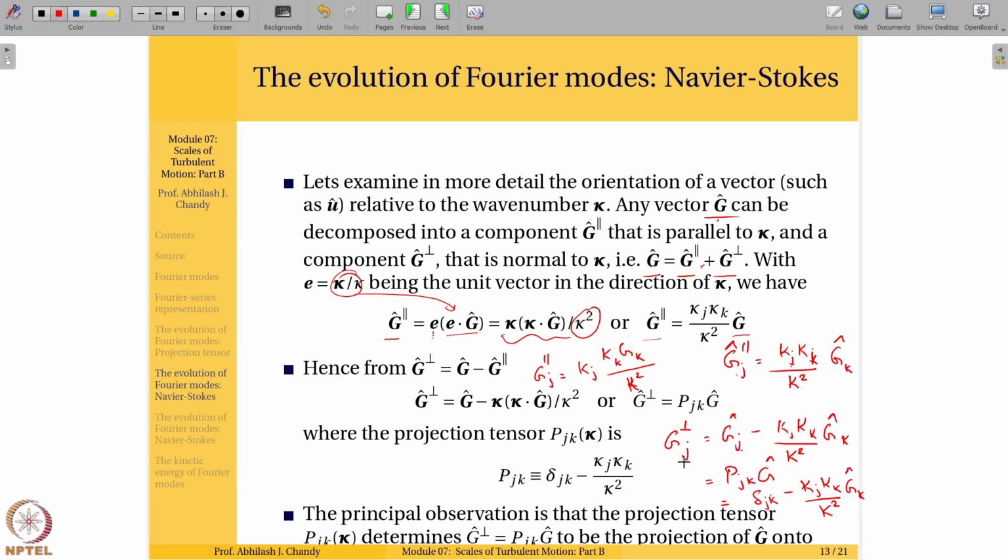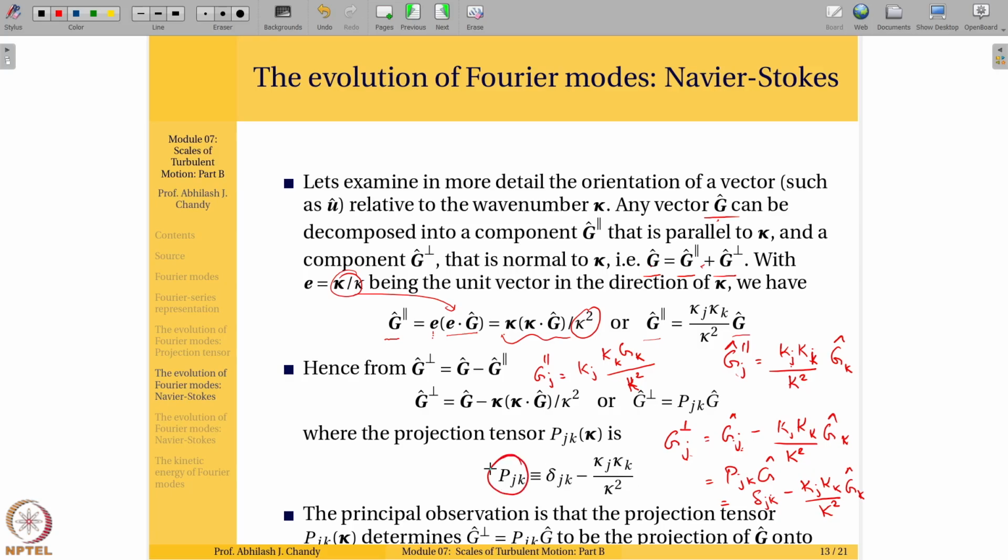If you want to find it out for j, if j is equal to k, then all of this becomes j, and that is why you have a 1 for the Kronecker delta. If j is not equal to k, obviously this would become equal to 0. So then you have your g perpendicular is P_jk times g hat, where P_jk is delta jk minus kappa j kappa k over kappa squared. I hope this is clear.